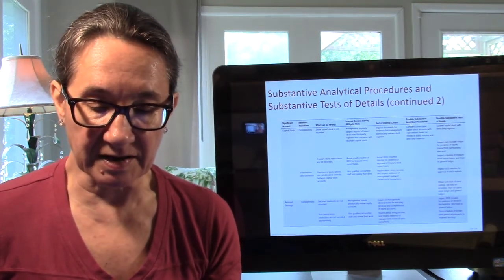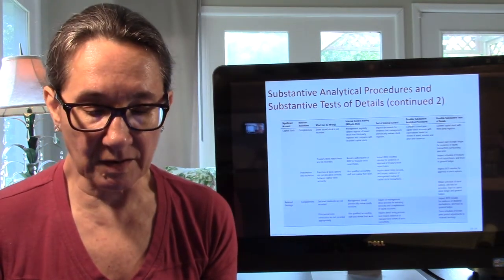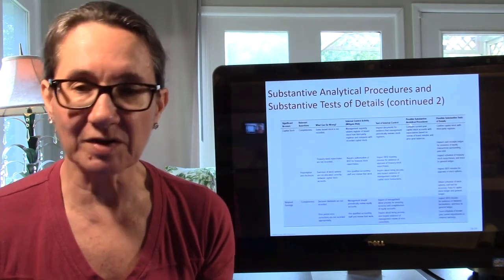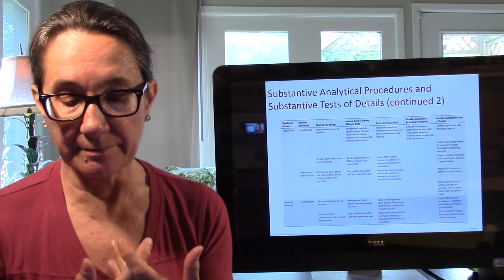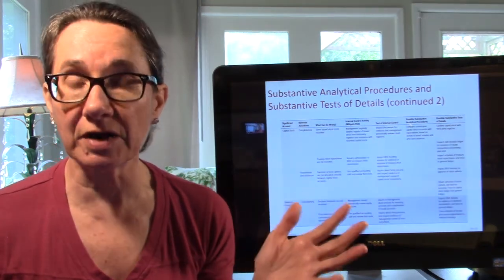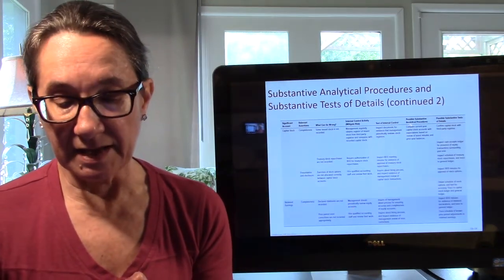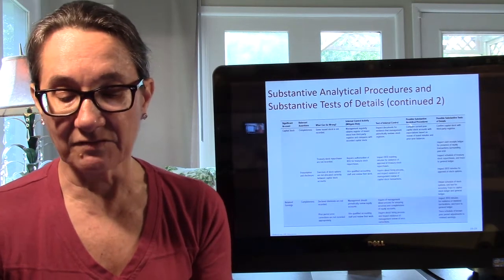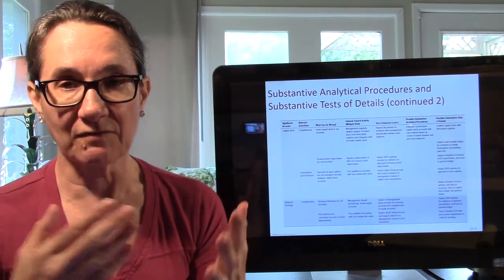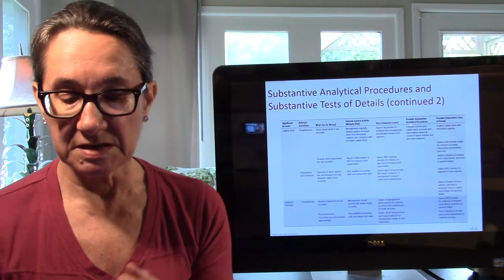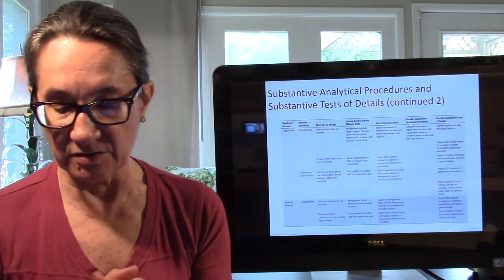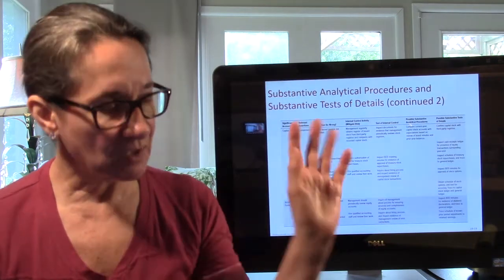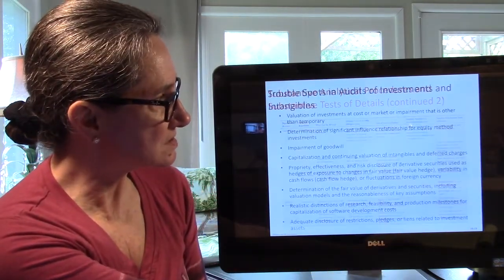Capital stock, again, you can make an expectation for what you believe that balance should be, calculate retained earnings, and then see if that's what it is. Obviously, you can do confirmations with third parties. You can get schedules, and you can do inspections, vouching, tracing, all the normal substantive tests.